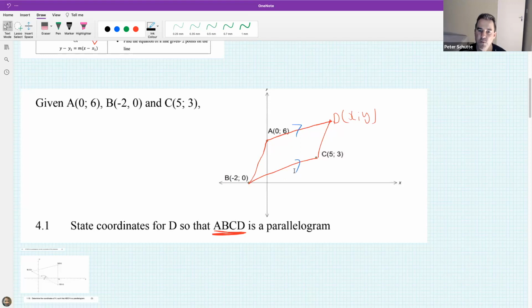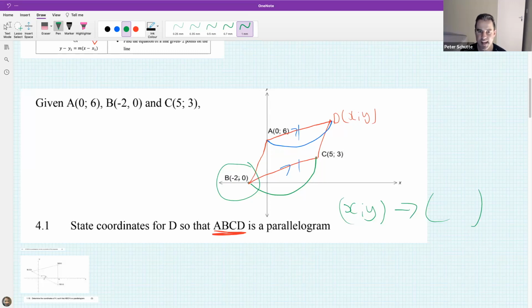So if we use the properties of a parallelogram to help us, we know that the distance from B to C is equal, so this distance and this distance are equal, and these are parallel. The journey to go from here to here, the green journey, must be the same as the journey to go from A to D. So I'm going to get my GPS coordinates using the green route. If I start at B and I want to go to C, how much does my X coordinate change? It looks like the X becomes bigger.